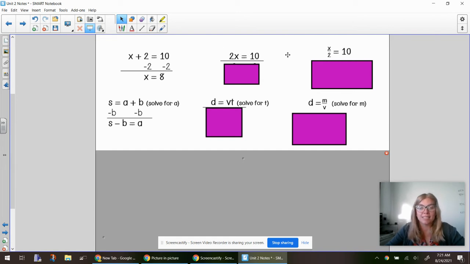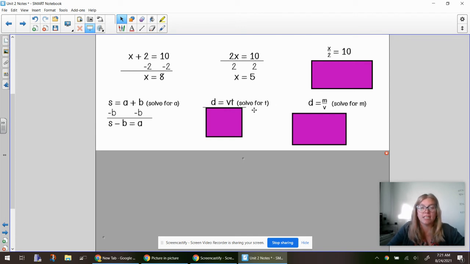Next up, I've got 2x equals 10. 2 and x are being multiplied, and to undo multiplication, I am going to divide. That gives me x equals 5. The same thing is going to happen with d equals vt. This is actually a formula that means distance equals volume times time. Or not volume, velocity times time.